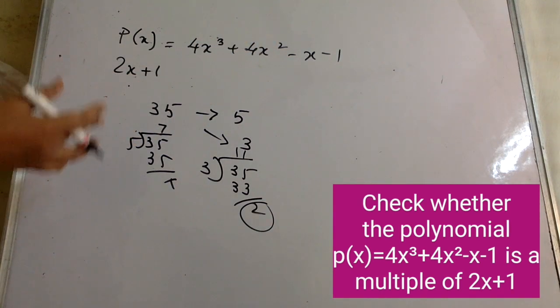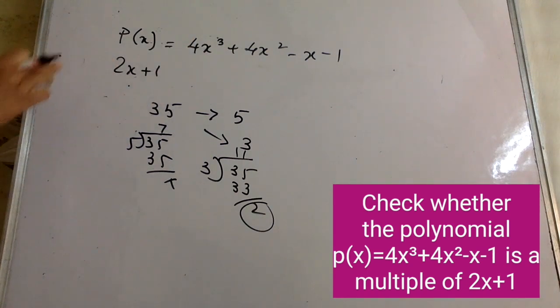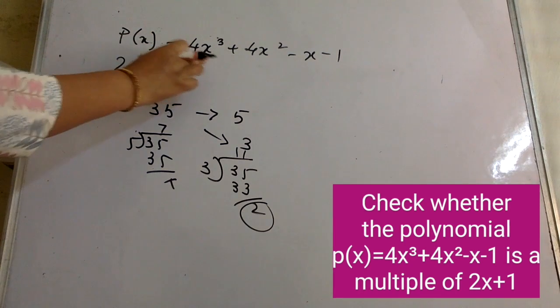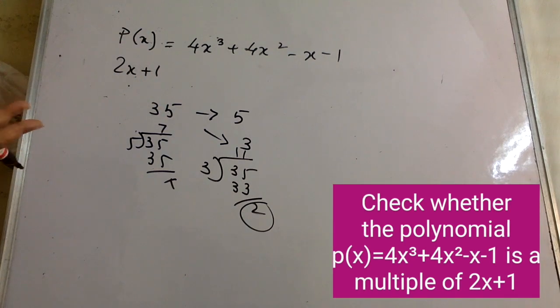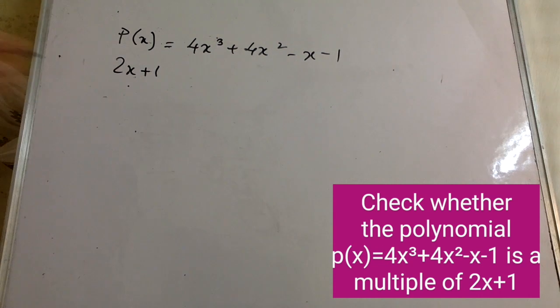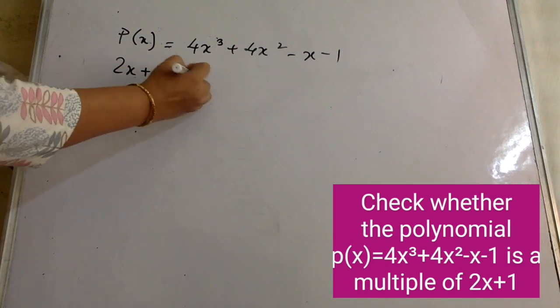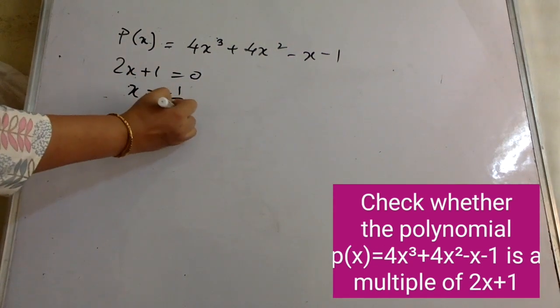And I am trying to prove that yes, this is a multiple of this. In that case, what I will have to do is show that when I divide this by this, the remainder is a 0. Okay, so let me try to prove that now. So if I equate this to 0, I'll get x is equal to minus half.